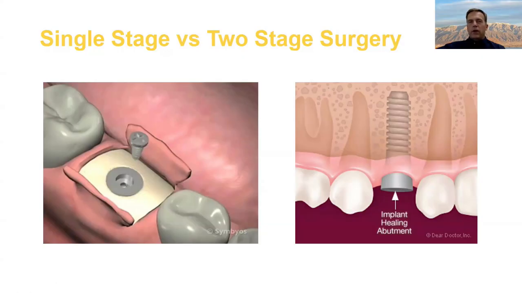So for most of you that are on the restorative side, you'll be seeing the implants with the healing abutment on in any case. The custom healing abutment workflow would normally work best with a two-stage surgery. So that's something to keep in mind.